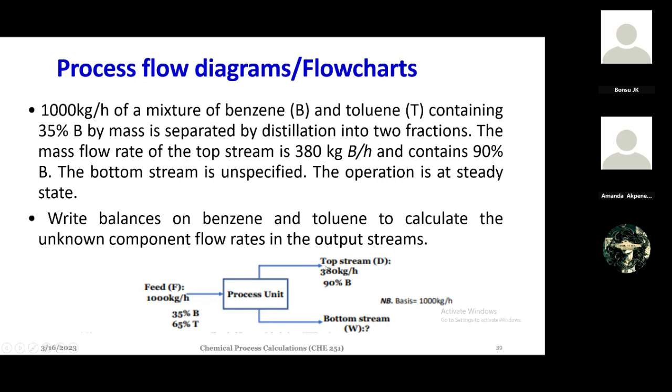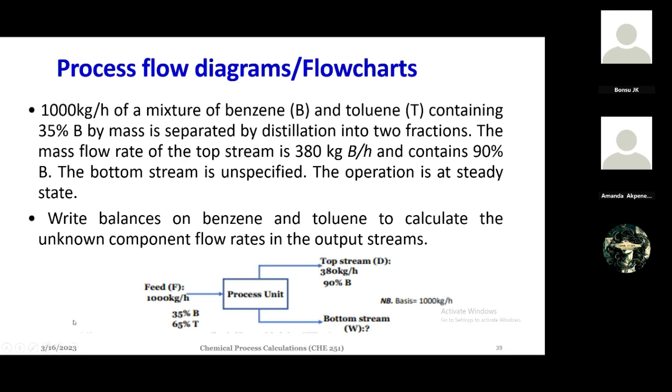And then our top stream contains 90% B. Right? So 90% of B is in our top stream, then the toluene will be 10%, because it should sum up to 100%. For the bottom stream, we aren't given any information. It also consists of benzene and toluene, but we don't know the amounts. The question is asking us to write balances on benzene and toluene to calculate the unknowns. First of all, you have to go with our overall material balance.